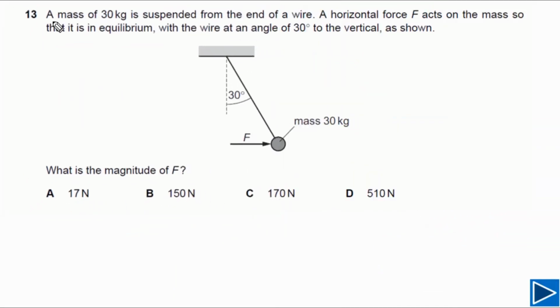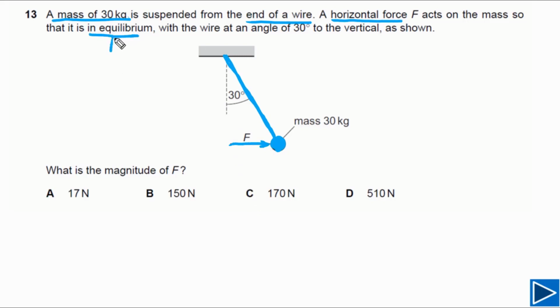For this question, it is given to us that a mass of 30 kg is suspended from the end of a wire. So you can see this is our mass, and it is suspended at the end of a wire. This one is the wire. It is also given to us that there is a horizontal force F acting here. So this is a horizontal force acting along the horizontal.